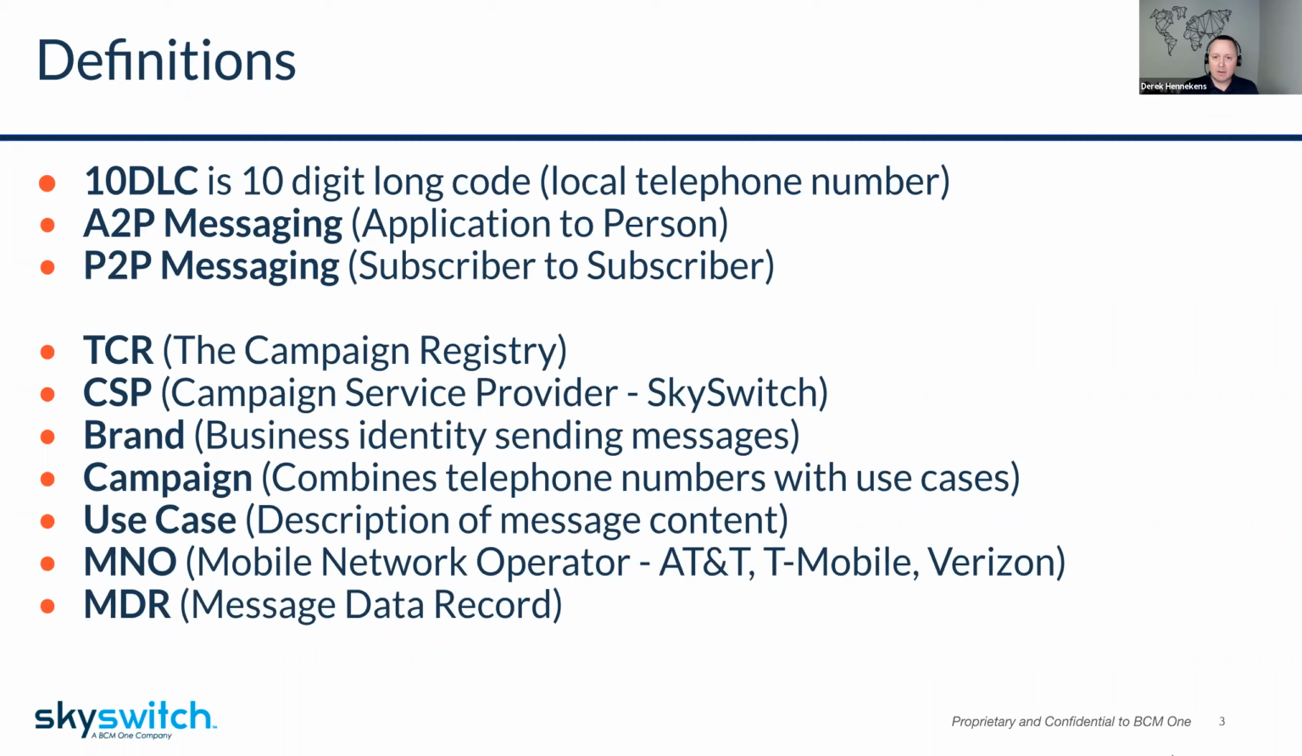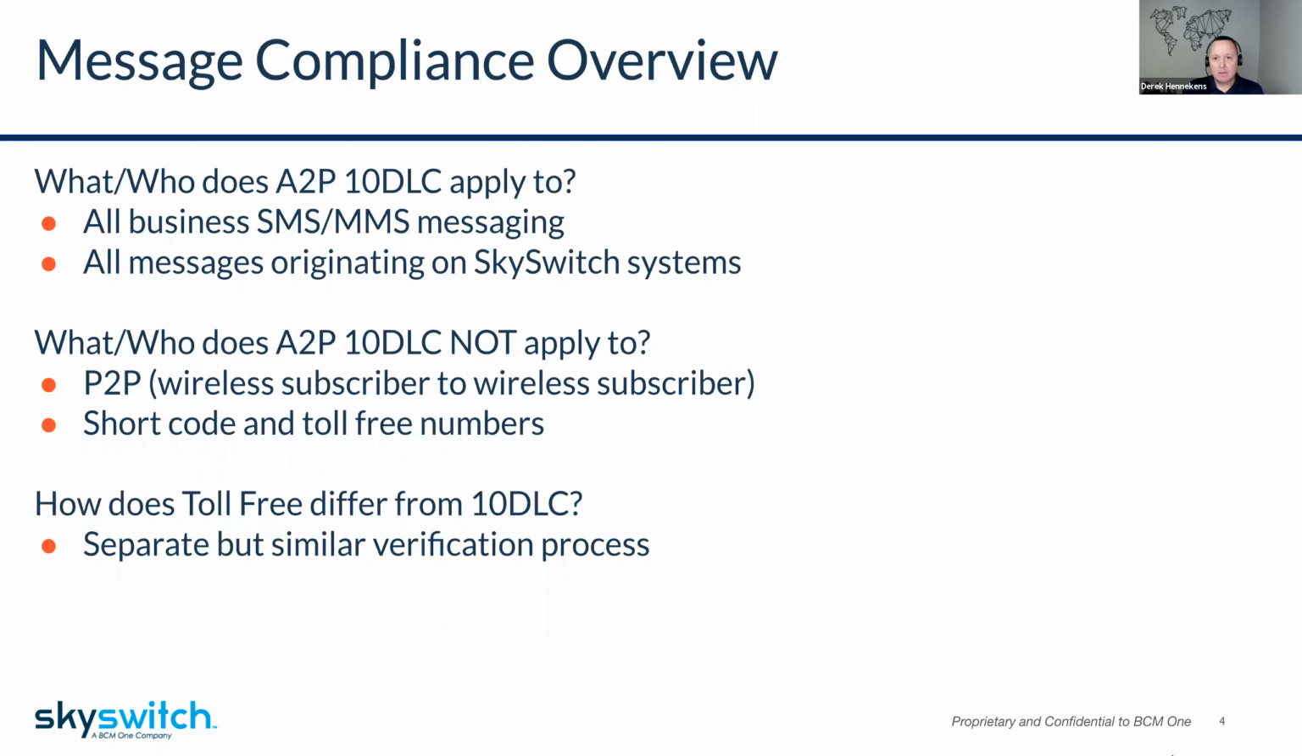One thing that some of the acronyms you'll see there too is MNO for mobile network operator. That's going to be AT&T, Verizon, all those guys. And then MDR. One thing that we will be introducing along with CDR is MDR. So all your message data records, your originating, your terminating, all those types of things that come with your record details. So if I go to the next one.